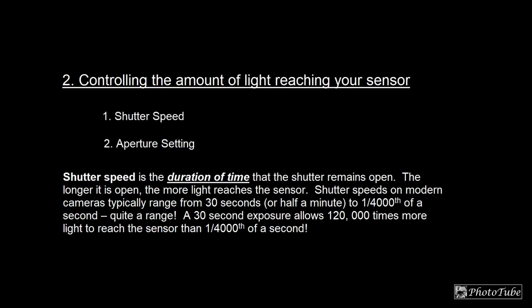An image is captured on the film or digital sensor by opening the camera's shutter to allow light to pass through it. Shutter speed is the duration of time that the shutter remains open. The longer it is open, the more light passes through to the sensor. Shutter speeds on modern cameras typically range from 30 seconds, or half a minute, all the way down to 1/4000th of a second. That's quite a range.